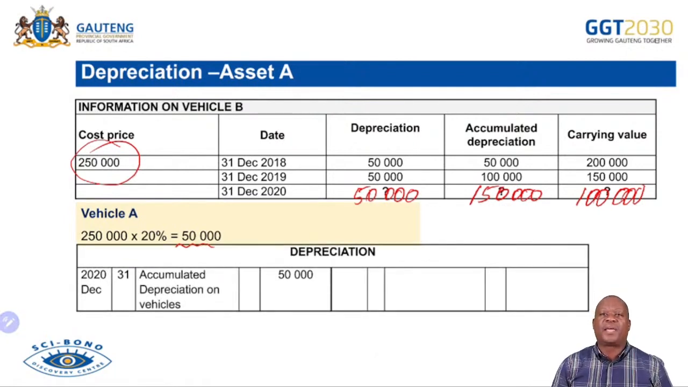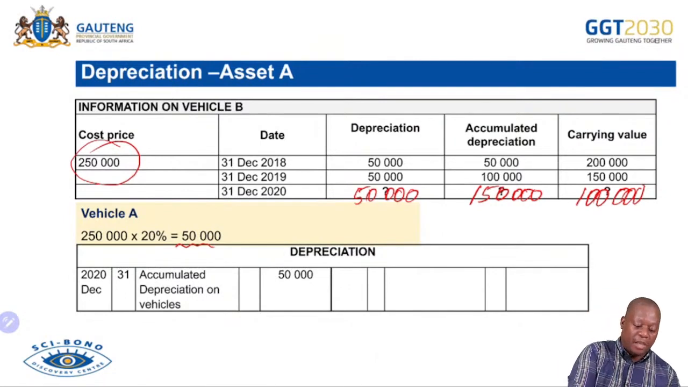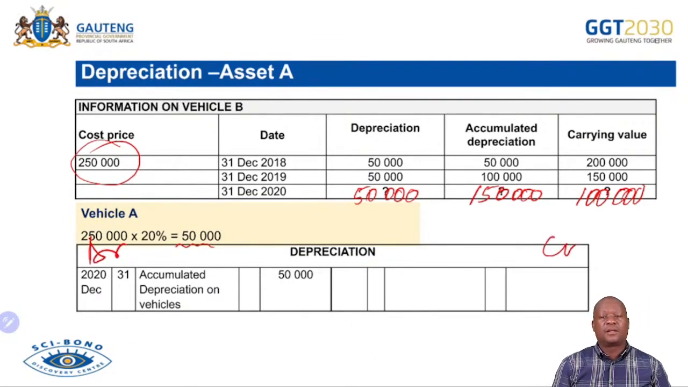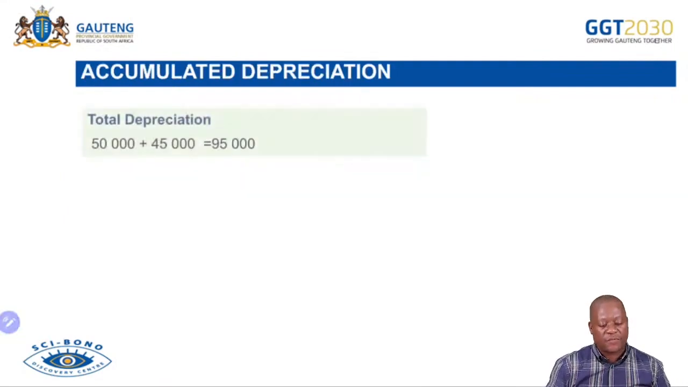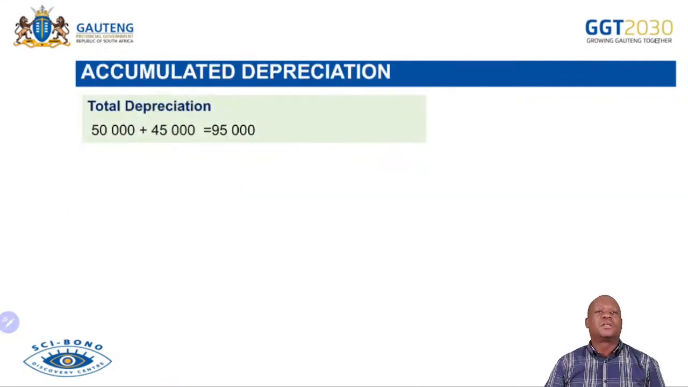Now, how is it going to appear in our depreciation account? We are going to do the same. Remember, it's an expense account. It is going to be debited. And the contra account remains accumulated depreciation on vehicles, sorry. Now, we have got the new and the old. The new lost a value of 45,000, the old 50,000. When combined, it's going to be total depreciation of 95,000. So total depreciation is 95,000.